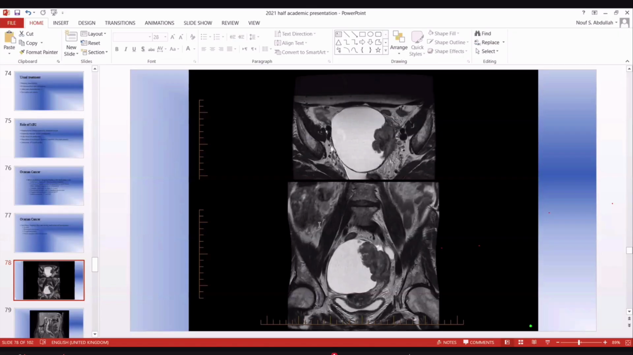So this is just a simple case. I think this is bread and butter of gynae disease, very easy. You have a pelvic solid complex cystic lesion in the pelvis.